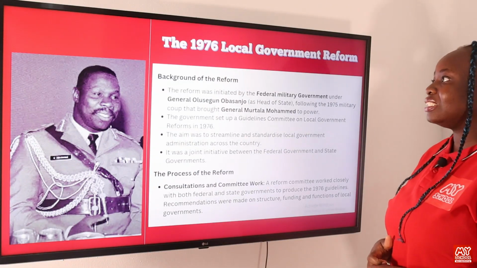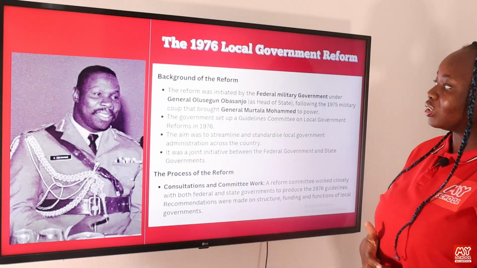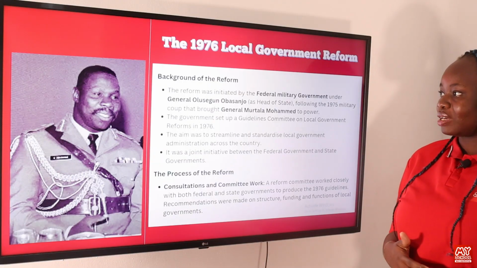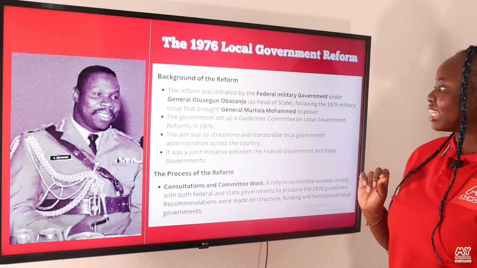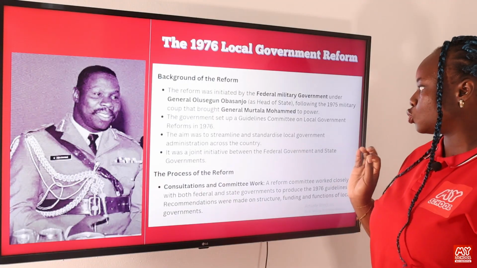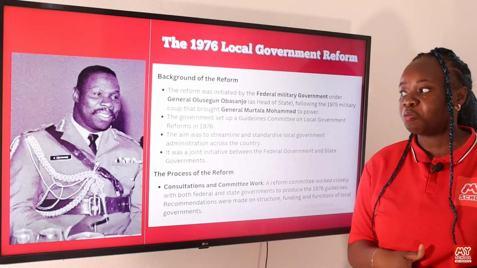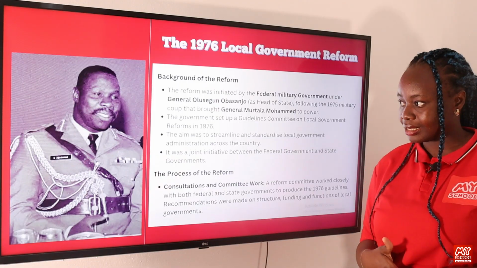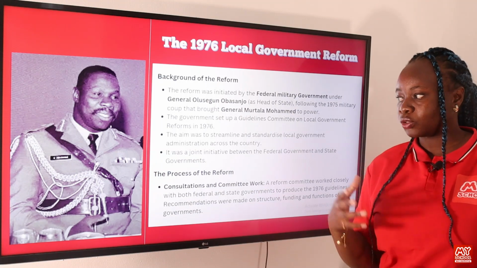Now we are going to discuss the 1976 local government reform in detail. The reform was initiated by the federal military government under General Olusegun Obasanjo, who was then head of state, following the 1975 military coup that brought General Murtala Muhammad to power. The government set up a guidelines committee on local government reforms in 1976. The aim was to streamline and standardize local government administration across the country.